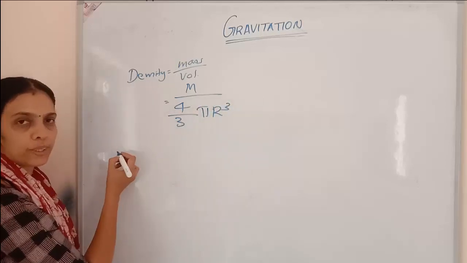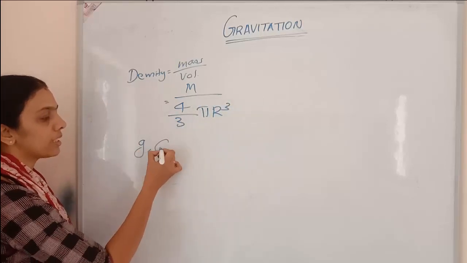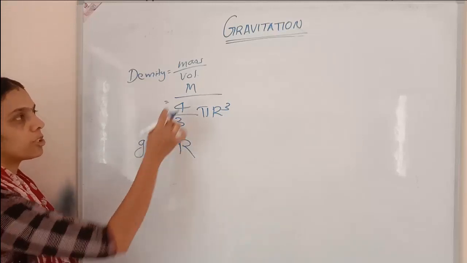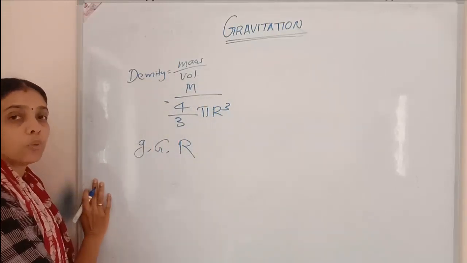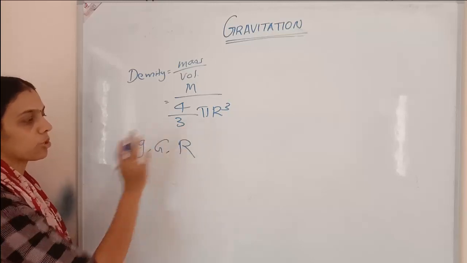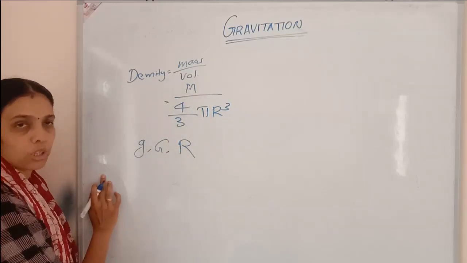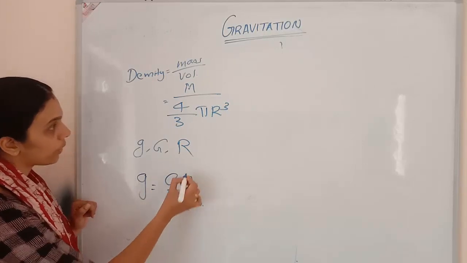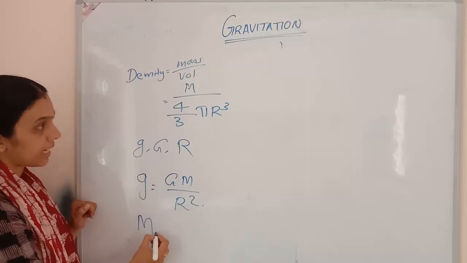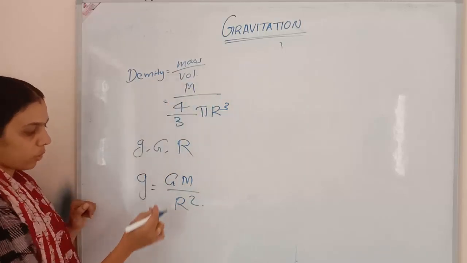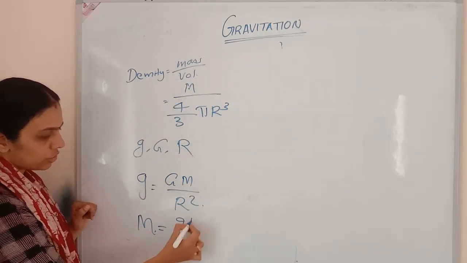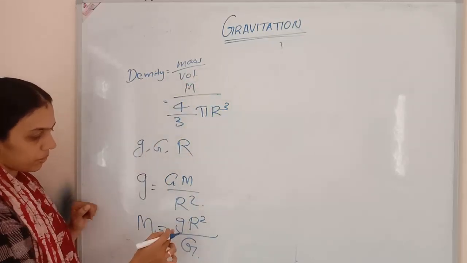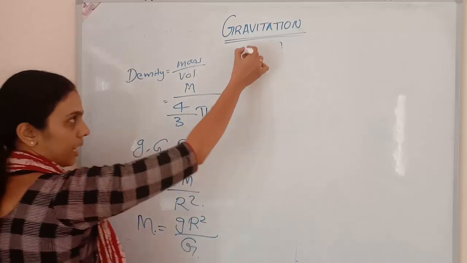We need to find out density in terms of g, capital G and R. In this value, we should avoid M. How can we avoid M here? Small g is required over here also. So here g equals GM by R square. So in terms of M, we can write it, since we should avoid M, as M equals gR square divided by capital G.